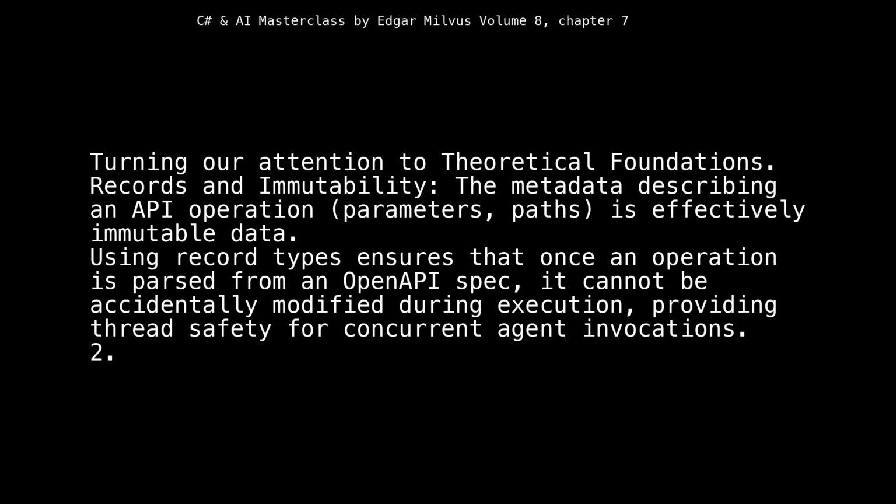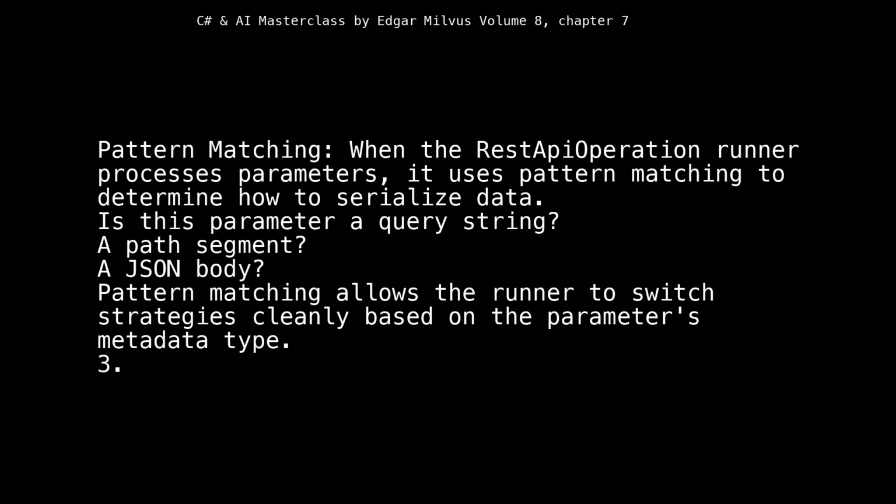Turning our attention to theoretical foundations. 1. Records and immutability: the metadata describing an API operation, parameters, paths, is effectively immutable data. Using record types ensures that once an operation is parsed from an OpenAPI spec, it cannot be accidentally modified during execution, providing thread safety for concurrent agent invocations. 2. Pattern matching: when the REST API operation runner processes parameters, it uses pattern matching to determine how to serialize data. Is this parameter a query string? A path segment? A JSON body? Pattern matching allows the runner to switch strategies cleanly based on the parameter's metadata type.